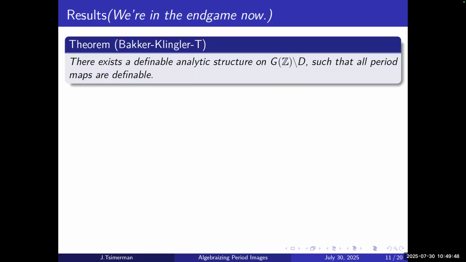Just putting a definable structure on a manifold is typically not a big deal. There's a million different ways you can do it. The important part is this next piece. It's that all period maps from algebraic varieties, which themselves have a definable structure, end up being definable with respect to the structure.